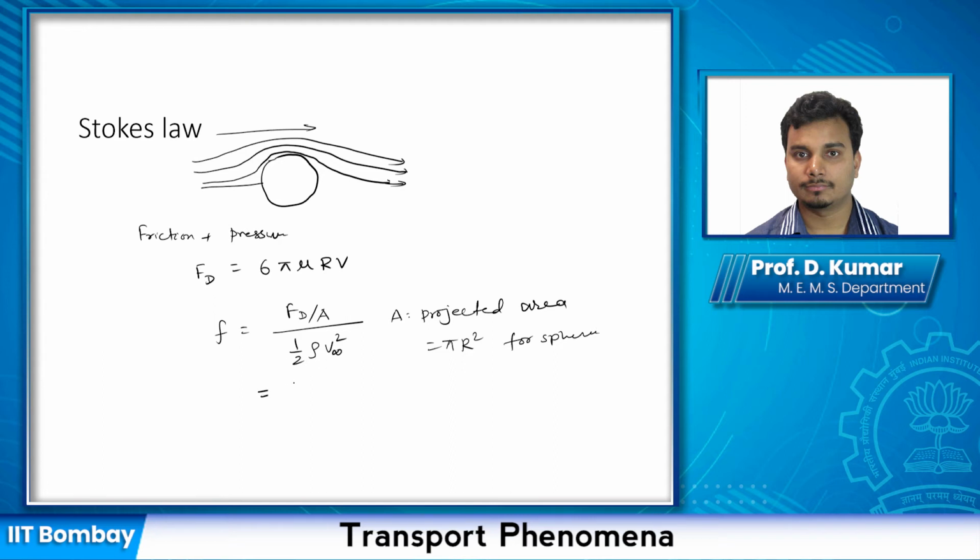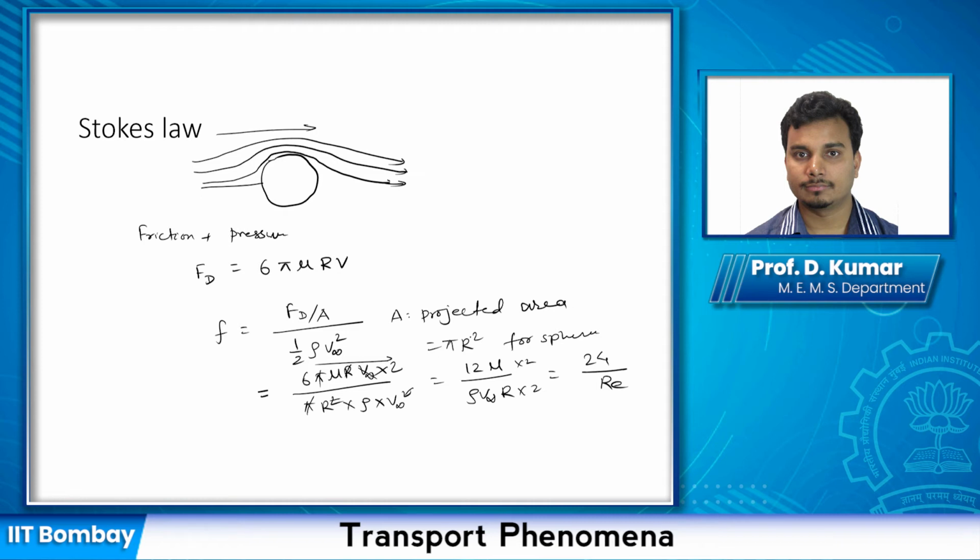So from here, if you substitute the 6 pi mu r v, and the 2 comes here, then you will have pi r squared rho V infinity squared. Here also it's V infinity. If you do all these things, pi cancels out, this r cancels out, this V cancels out, and then you have 12 mu by rho V infinity r. If you convert this into D, this will become 24 by Re_D.